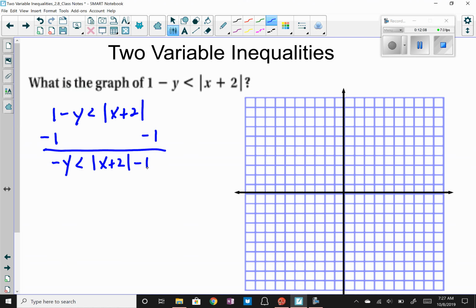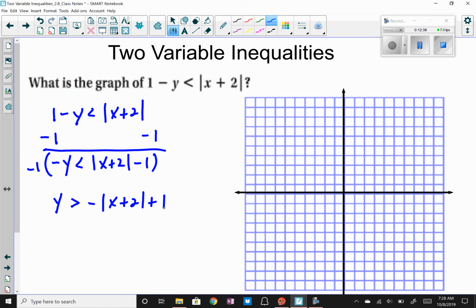The next step would be to get y to be positive, so I would have to multiply the entire equation by negative 1. So that's going to give me a positive y. And remember, when you multiply or divide by negative 1 to isolate y, you need to switch the symbol, so that's going to become greater than, and it'll be a negative absolute value of x plus 2 plus 1.